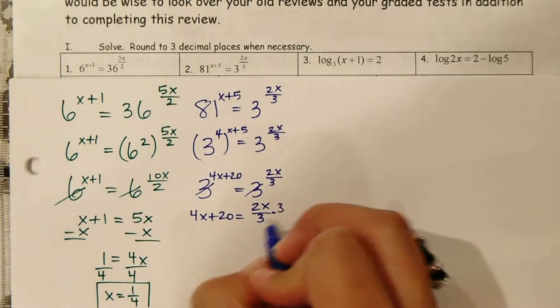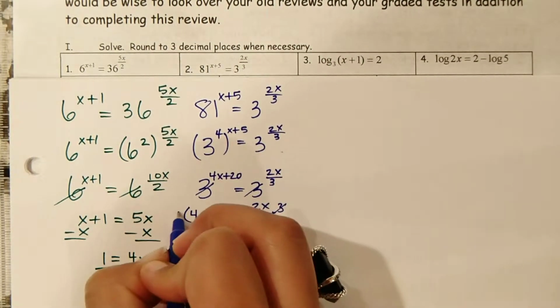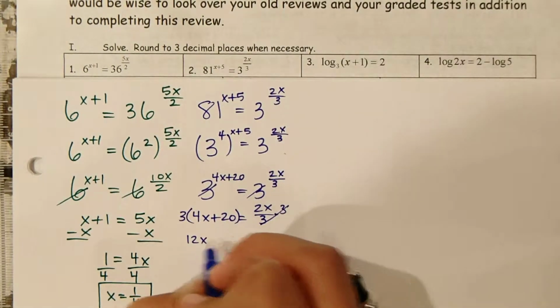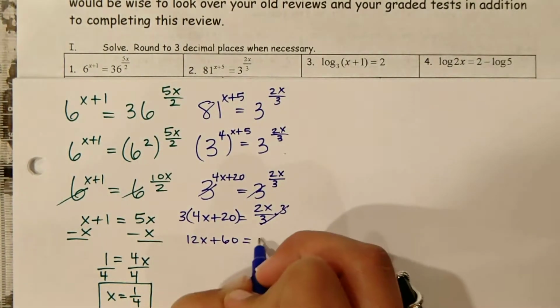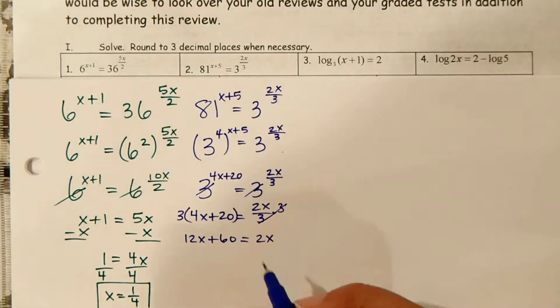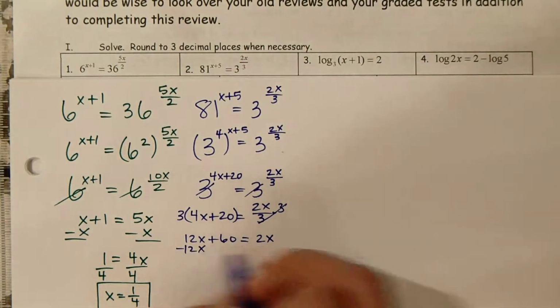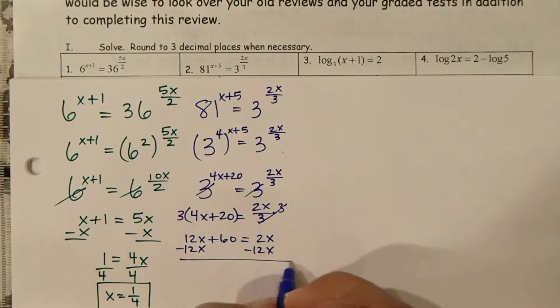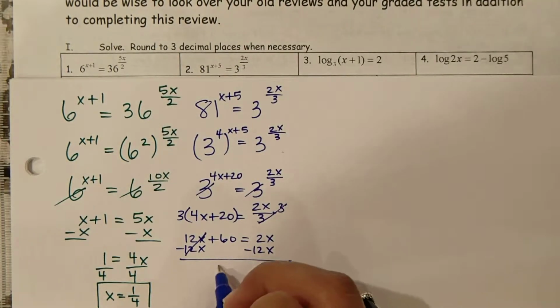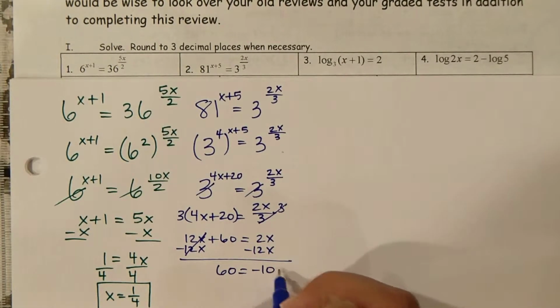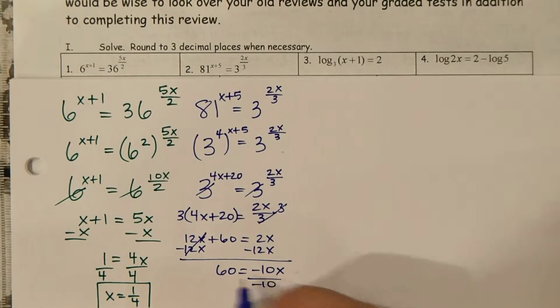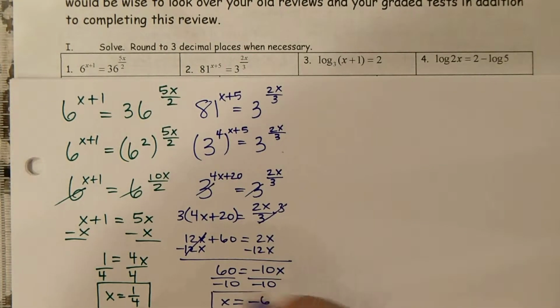So multiply by 3, multiply by 3. So we'll get 12x plus 60 equals 2x. Subtract 12x, subtract 12x. So that goes away. 60 equals negative 10x. We divide by negative 10, divide by negative 10. X equals negative 6.